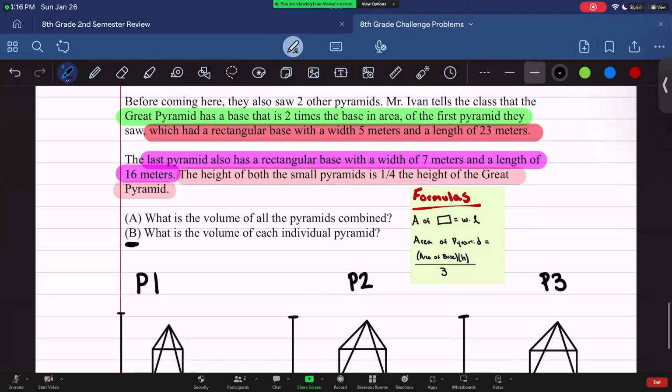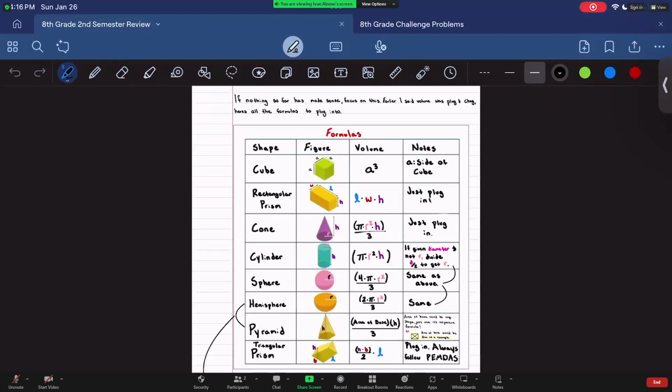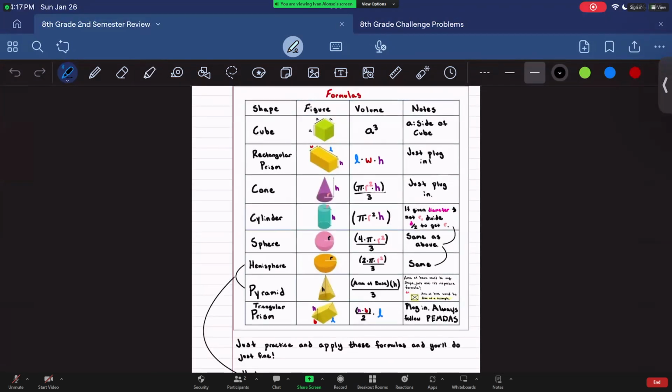I have here a little sticky note. These are some formulas that are pretty important to know. If you don't know these off the top of your head, there's the review guide right here. You'll always be given formulas, but these are just great to know. Volume's pretty important. So the formula we're using is the one listed here for a pyramid. And these are the formulas for volume.